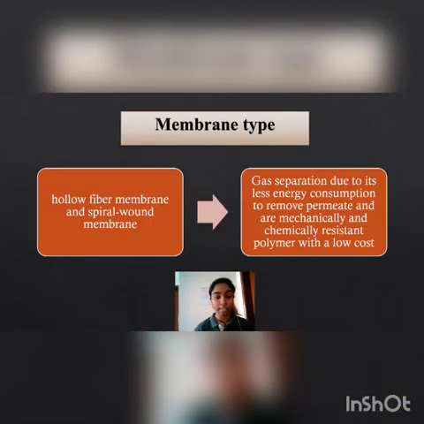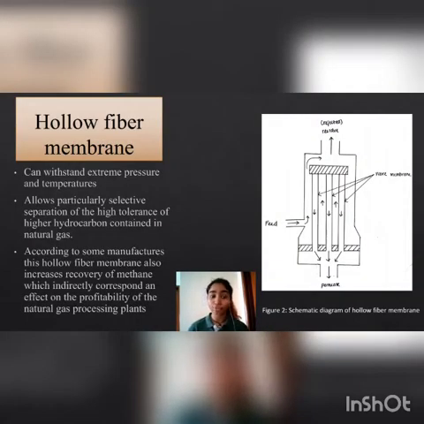For gas separation processes in the industry, there are actually two types of membranes which are usually used, which are hollow fiber membrane and spiral wound membrane. Why so? Because of the lower energy consumption, and they can be found at a lower cost. For our group, we have chosen hollow fiber membrane to use in our separation process.